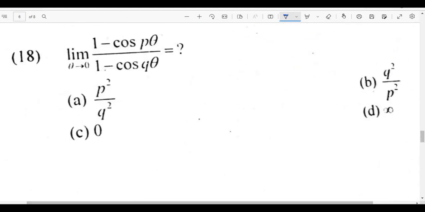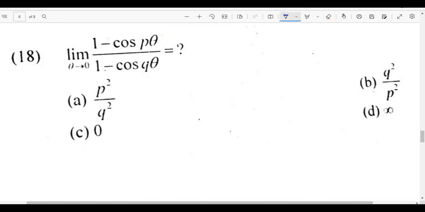Okay. It says limit theta going to 0 and the function is 1 minus cos p theta divided by 1 minus cos q theta. Let's plug in 0. If you have 0 here, this would become 1. This would also become 1. So 1 minus 1 by 1 minus 1 is again 0 by 0. So you cannot talk about it directly. This is indeterminate form. So we need to differentiate both the numerator and the denominator again. Right. So let's try doing that.